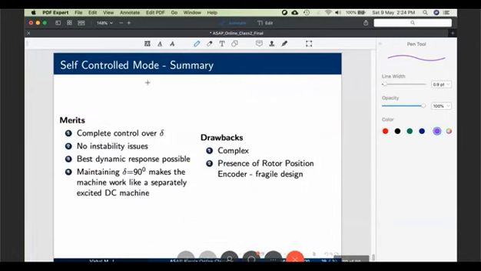Coming to the last slide. Yeah. Okay, sir. The last slide. 5 minutes. Okay, last slide. Okay, sir. Last slide.